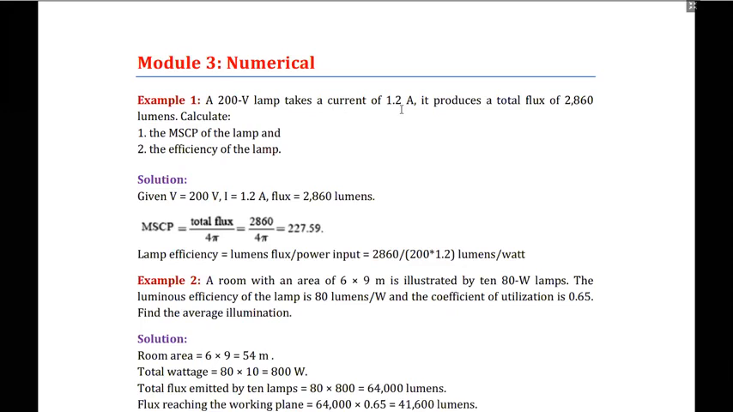It is given the voltage and the current. So input is 200 into 1.2. When we solve, you will get the value of the lamp efficiency, and the unit will be lumens per watt. That is the unit of efficiency. Pay special attention to units when you solve these kinds of numericals.